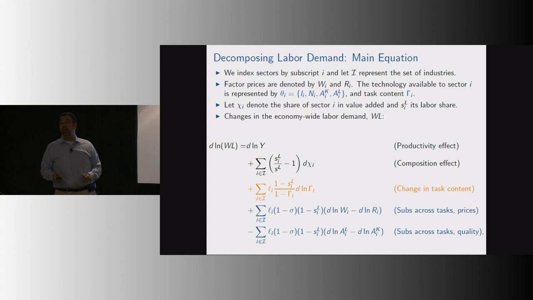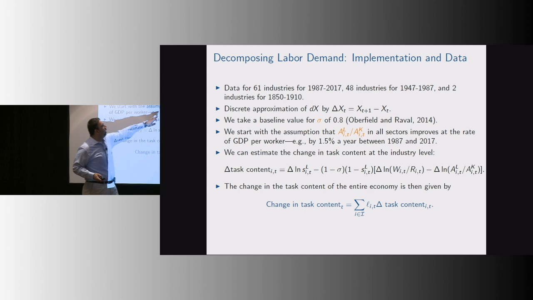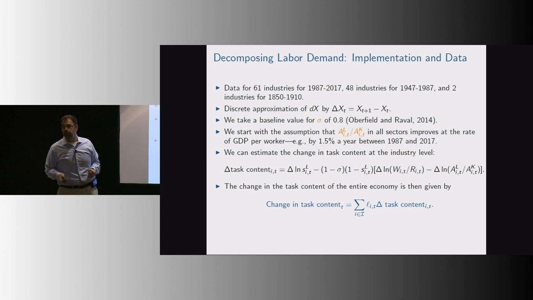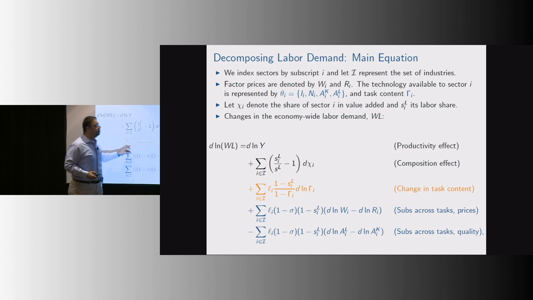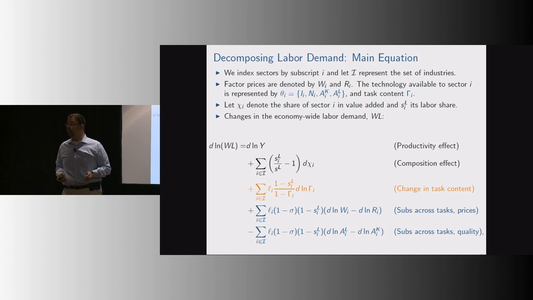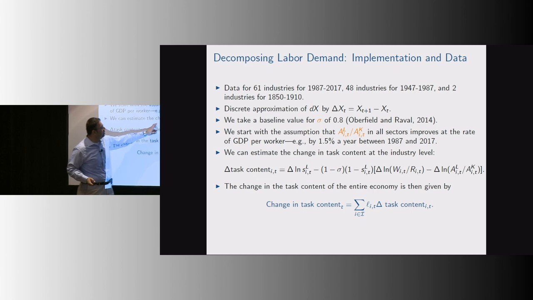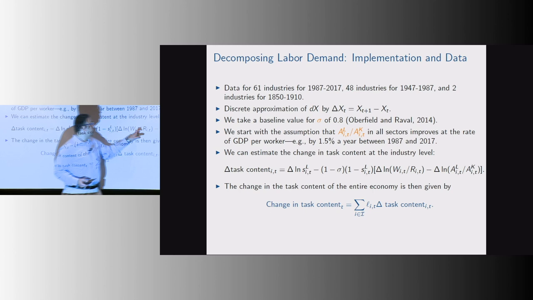I'll start with a baseline of choosing A_L over A_K growing at 1.5 a year, but we'll show you it doesn't really matter, or I won't show you today, but it doesn't really matter. So then if you do all of that, you get the task content of that industry, and then aggregating up from the industry to the economy as a residual. So here is the equation. The task content in industry I at time t is the change in the log labor share of that industry minus these terms here, where we observe this, and we assume some value of sigma here.